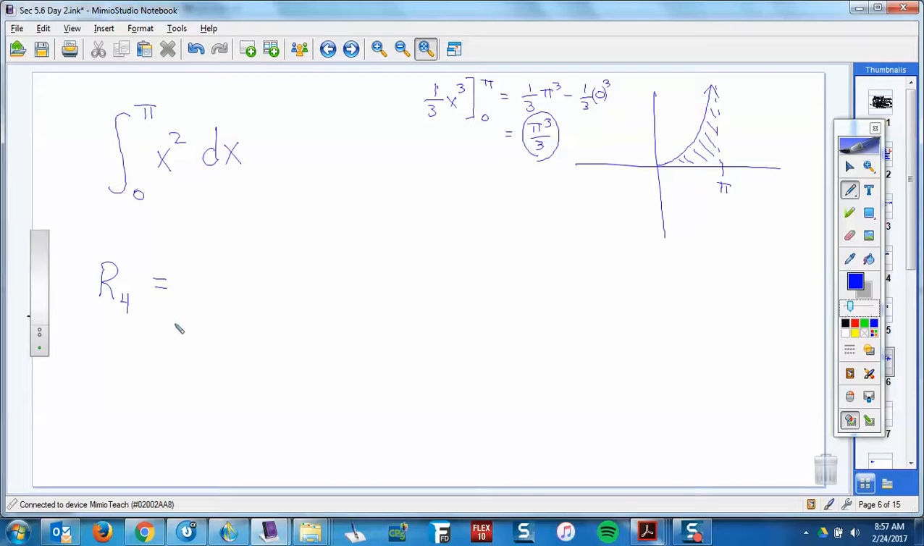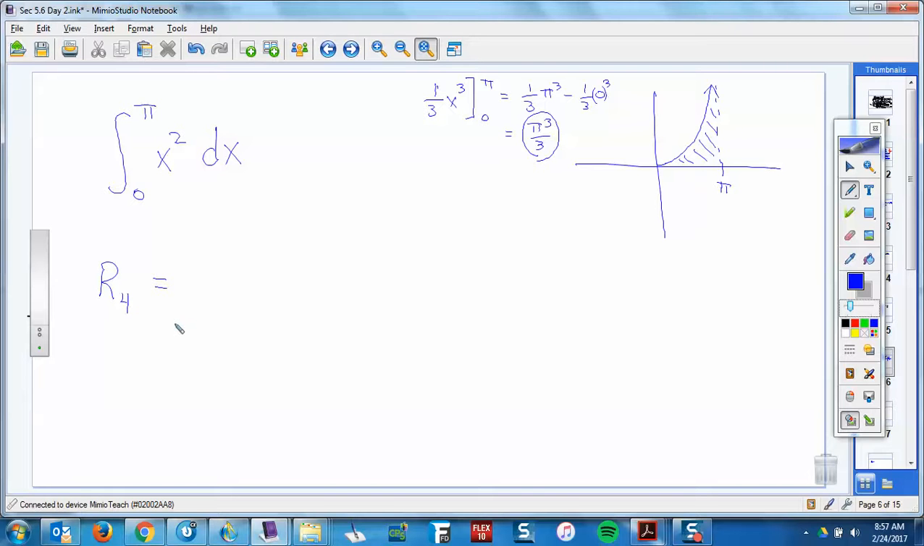Okay, but what are we trying to do? What we want to do is find the integral from 0 to pi of x squared dx. Now, we already know that that's this piece of area right here. We know by the fundamental theorem that that's 1/3 x cubed from 0 to pi. So we put a pi in, we get 1/3 pi cubed, put a 0 in, you get 0. So we know the area is going to be pi cubed over 3.